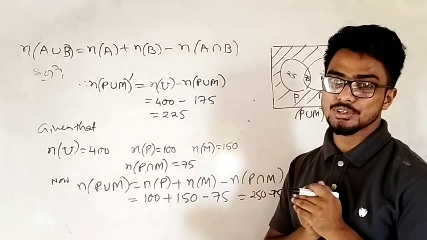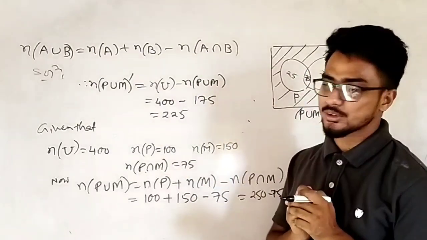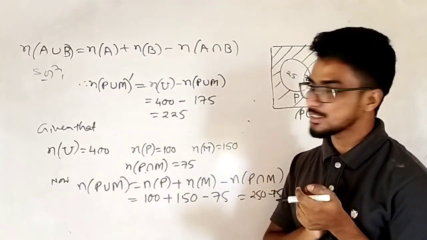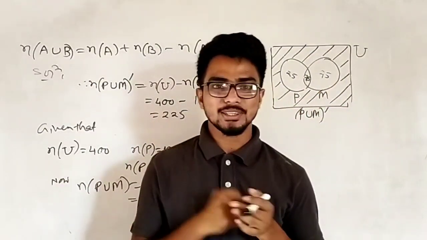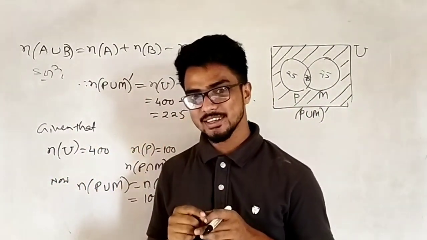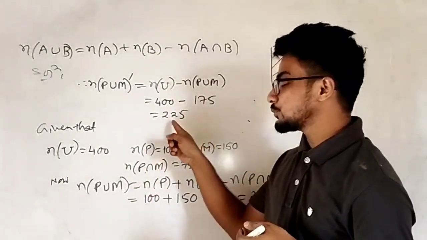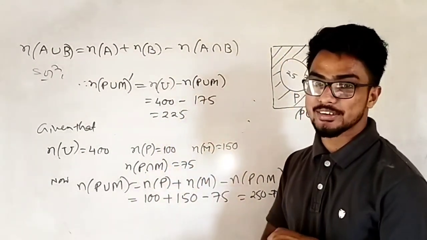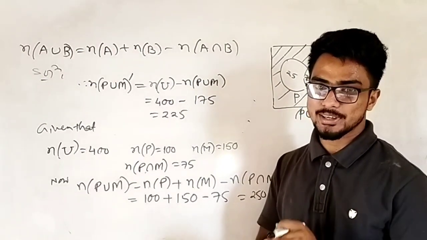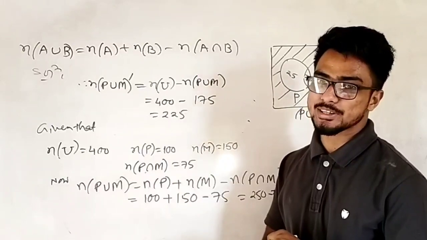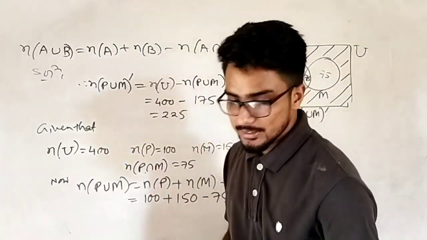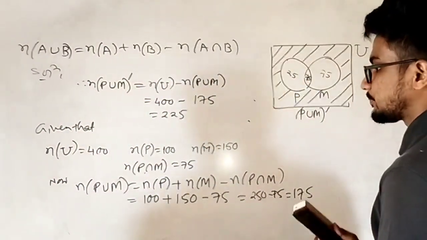Oh my god, what a question! Out of 400 students, if 225 do not read maths, who will read it? Out of 400 students, 150 read maths, 100 read physics, and we got the result that 225 students will neither read maths nor read physics. What a surprising result. Okay, did you understand? Clear? Okay, done.